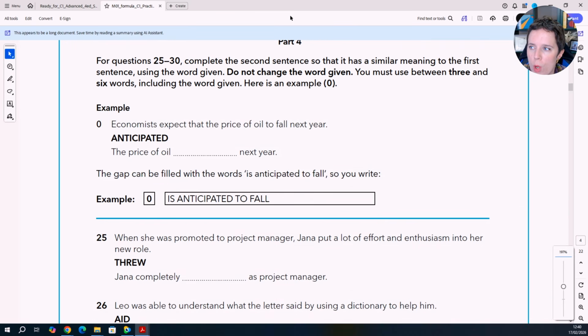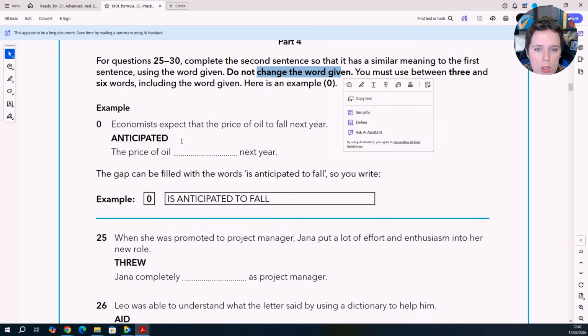Just to remind you, as you know, you need to complete the second sentence here, so that it means the same as the first sentence, and you need to complete it using 3 to 6 words, and you cannot change the word that you get given. So this word here, we cannot change this keyword. Okay, that's just a reminder. 0 is always an example for you.